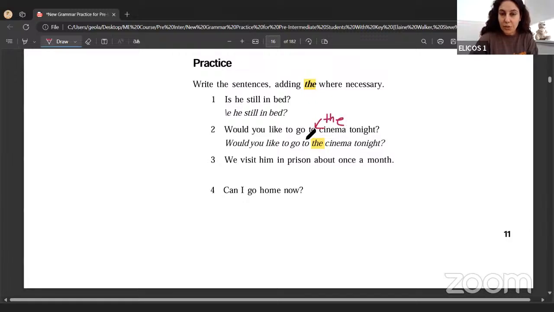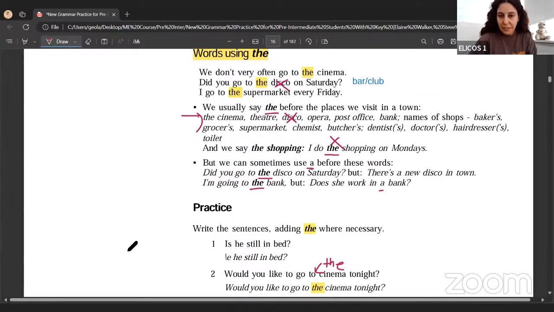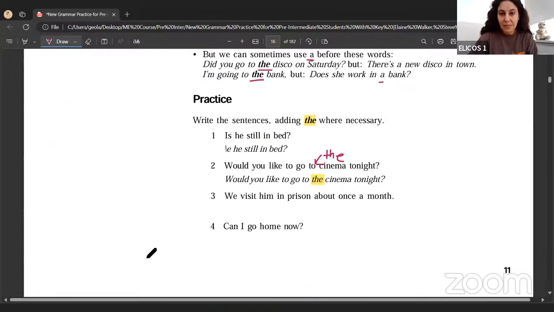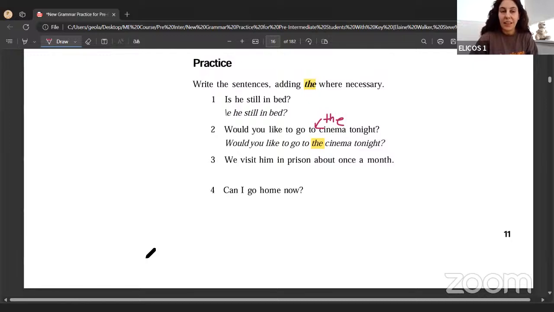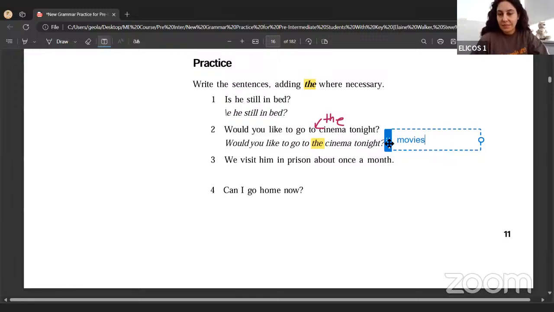Remember when I said don't use article before prepositions? No article after prepositions. That was these words. So if you have a look at this word, cinema, it's not school, homework, church, hospital, prison. Okay, so just be careful. It's only these words where we don't have an article. But here, yes. So would you like to go to the cinema tonight? Now, very common, we say more, would you like to go to the movies? Cinema, movies, the same. This is just another word I'm showing you.